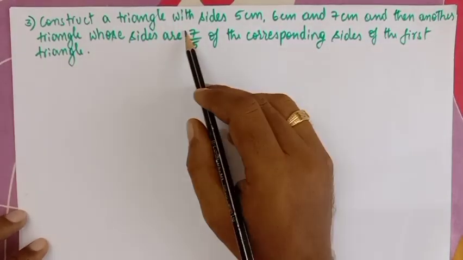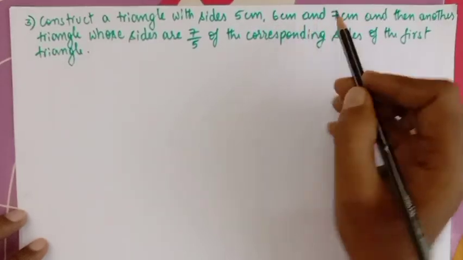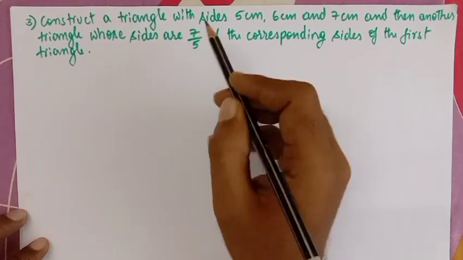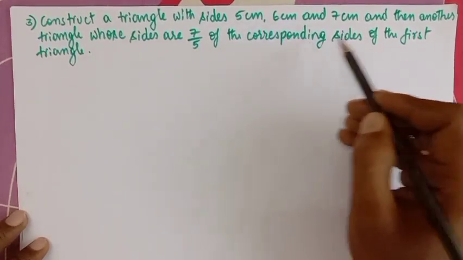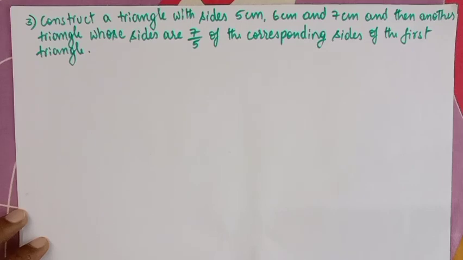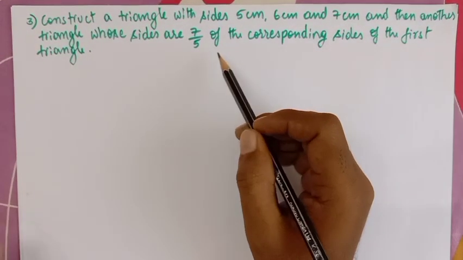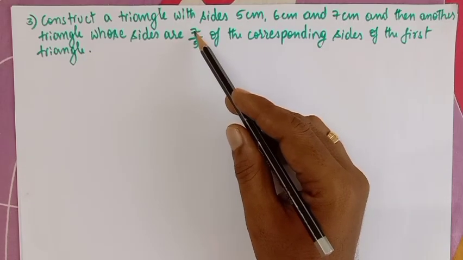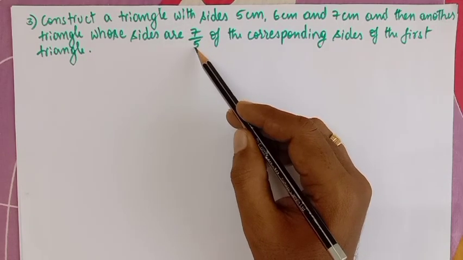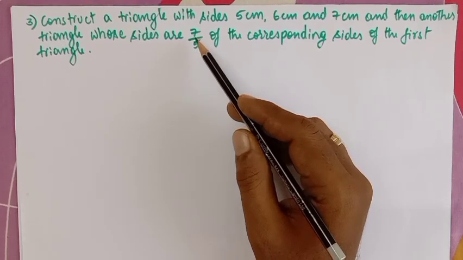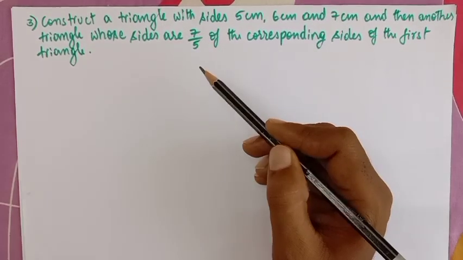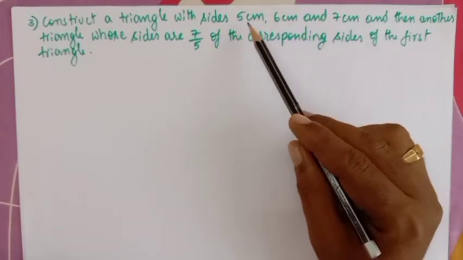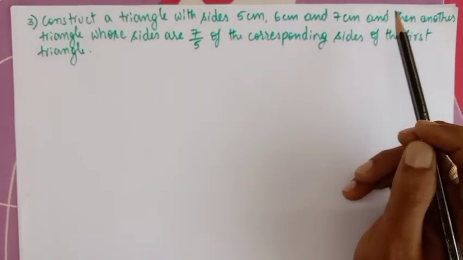Construct a triangle with sides 5 centimeter, 6 centimeter and 7 centimeter, and then another triangle whose sides are 7 by 5 of the corresponding sides of the first triangle. Here, the second triangle we get is bigger, as the numerator is bigger than the denominator. So we will be getting the bigger triangle. First of all, let us construct a triangle of sides 5 centimeter, 6 centimeter and 7 centimeter.